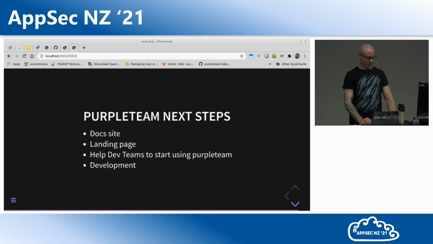So next steps for Purple Team: a proper docs site. We've got a docs site there at the moment. It's basically a GitHub repo that's hosted, at doc.purpleteam-labs.com. Purpleteam-labs, I'll show you the URL soon. And a proper landing page.